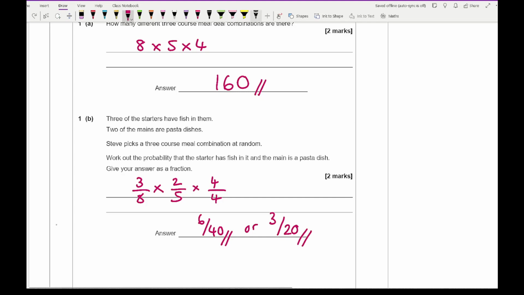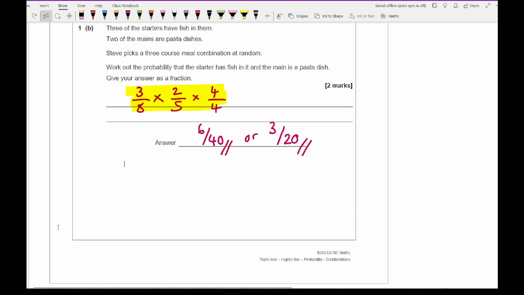So any of those two would be fine. Now for 2 marks, it's always really important that you do show some working out, or the second mark could be from simplifying your answer. But I wouldn't personally take that risk. I would just try and show as much working out as possible.